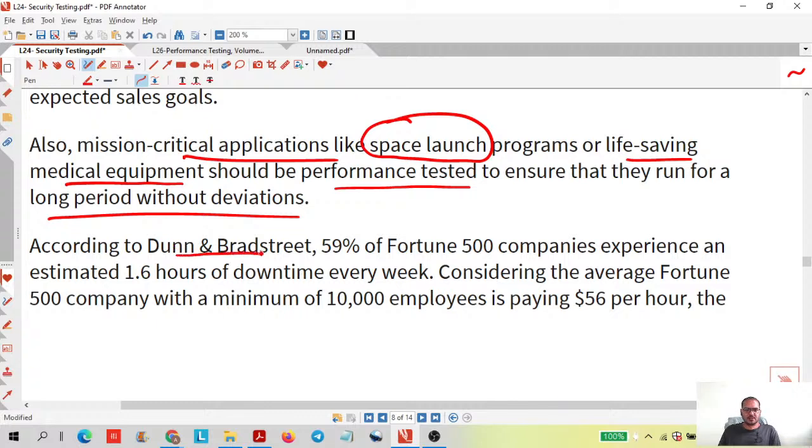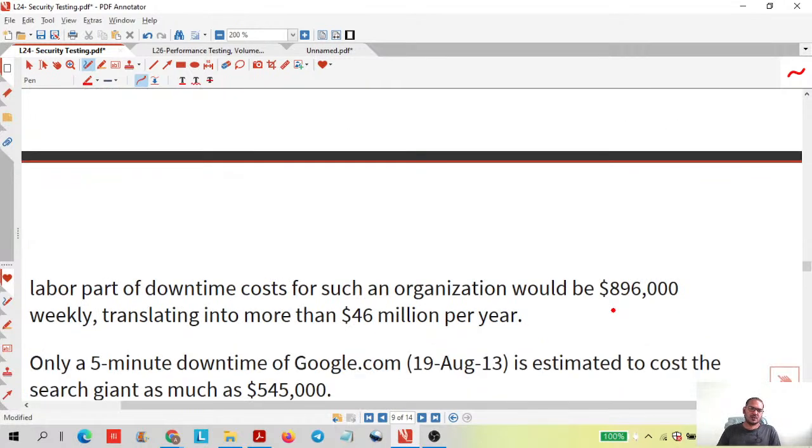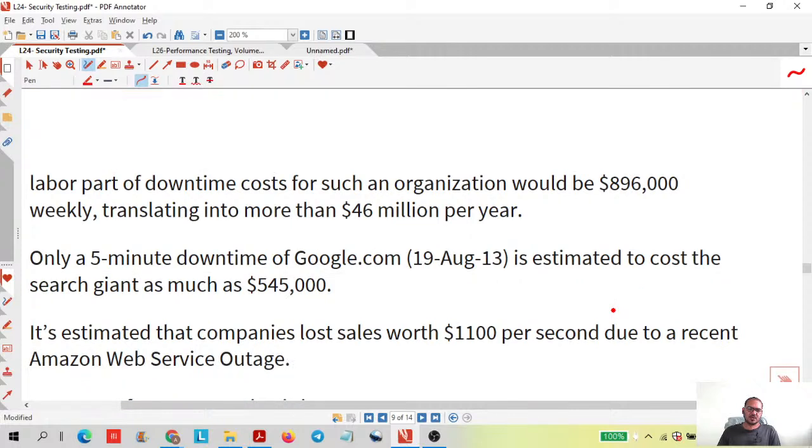According to Dun and Bradstreet, 59% of Fortune 500 companies experience an estimated 1.6 hours of downtime every week. Considering the average Fortune 500 company with a minimum of 10,000 employees is paying $56 per hour in labor downtime cost for such an organization, it is a huge loss to the organization.